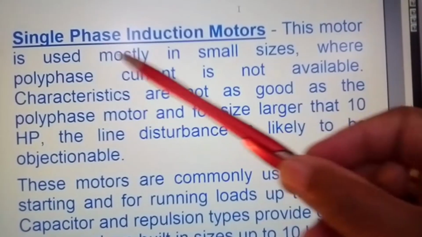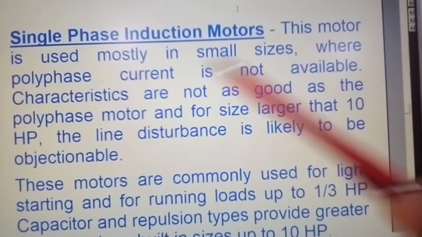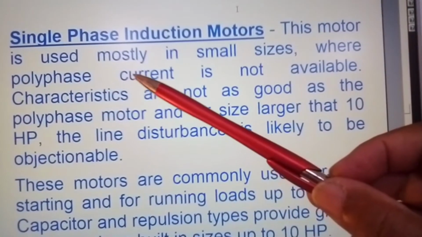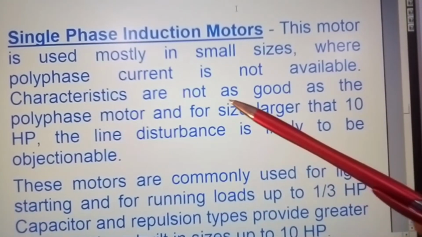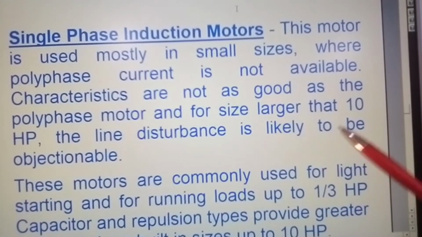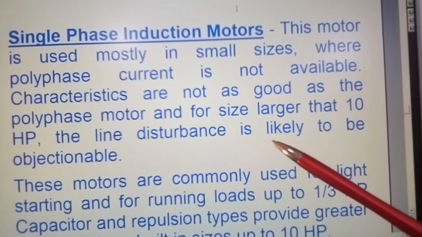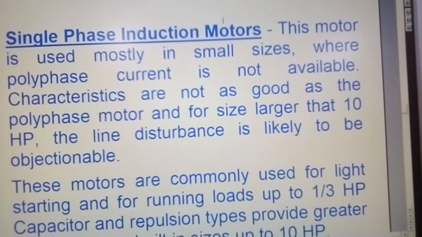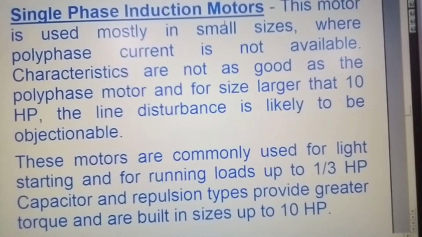Right, single phase induction motor. This motor is used mostly in small sizes where polyphase, meaning three-phase, current is not available. Characteristics are not as good as the polyphase motor, and for sizes larger than 10 horsepower, the line disturbance is likely to be objectionable, meaning that it will give problems with the line and might cause an imbalance in the line load.